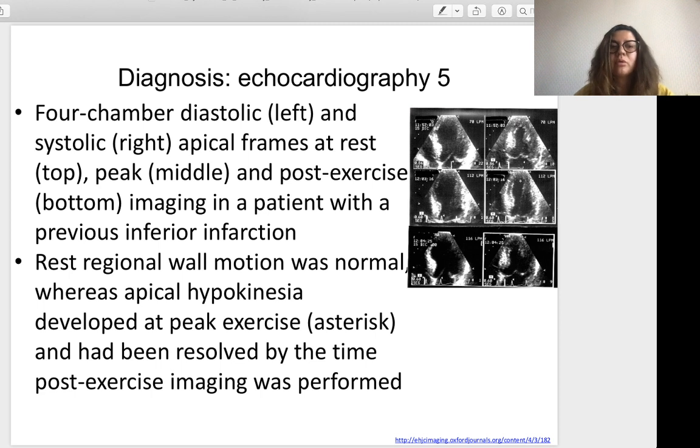On the 4-chamber view on echocardiography, diastolic at left and systolic at right apical frames at rest top. Peak, middle, and post-exercise bottom imaging in a patient with a previous inferior infarction. Rest regional wall motion was normal, whereas apical hypokinesia developed at peak exercise, asterisk, and had resolved by the time post-exercise imaging was performed.